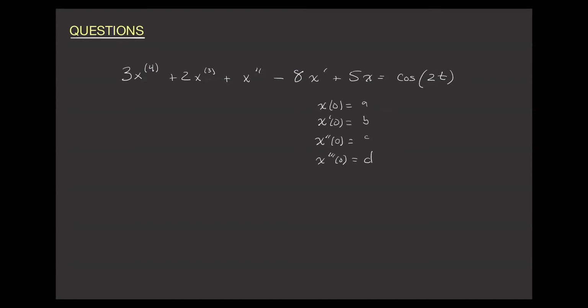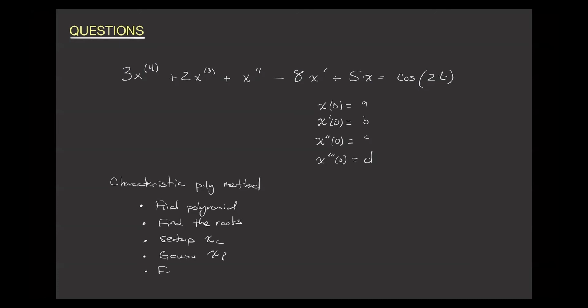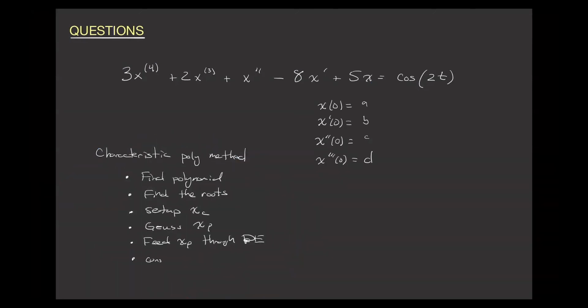So to review, what are all the steps you'd have to go through with the characteristic polynomial method? You'd have to find the polynomial. That's not hard. But then you'd have to find the roots, you'd have to set up x_c, you'd have to guess an x_p, and you'd have to feed x_p through the diffie-q. Then you're not done. Then you would construct x, which is equal to x_c plus x_p. And then you'd have to solve for parameters. And that could be quite an involved process.